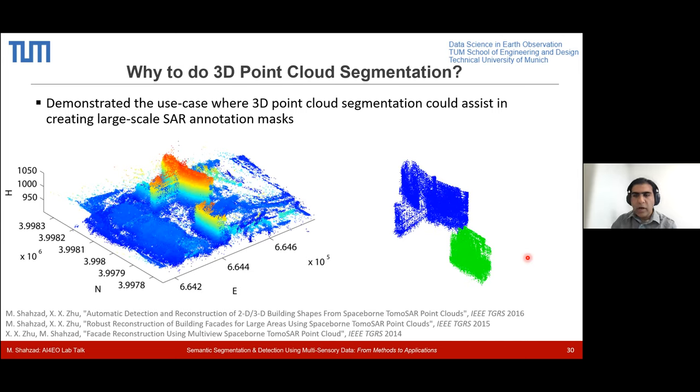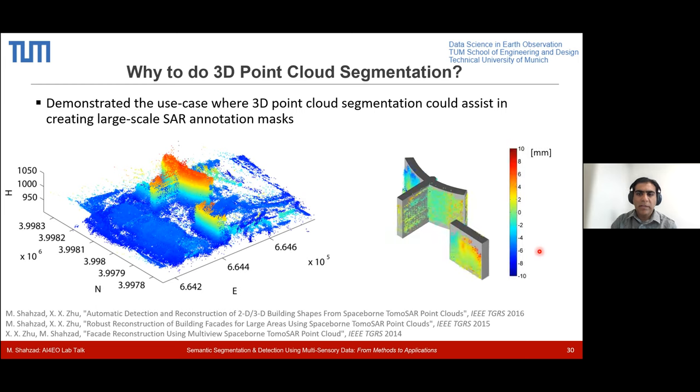Then we could extend this to part segmentation, where we assign each point to an individual part of the building. Then we could do some model fitting to fit a model to each of these points to generate a 3D building model, which is something like this. We could do this on a larger scale. Also, since it's a radar point cloud, we could texturize the 3D point cloud with a deformation estimate, which we could infer using SAR interferometry, and end up with a four-dimensional building model.